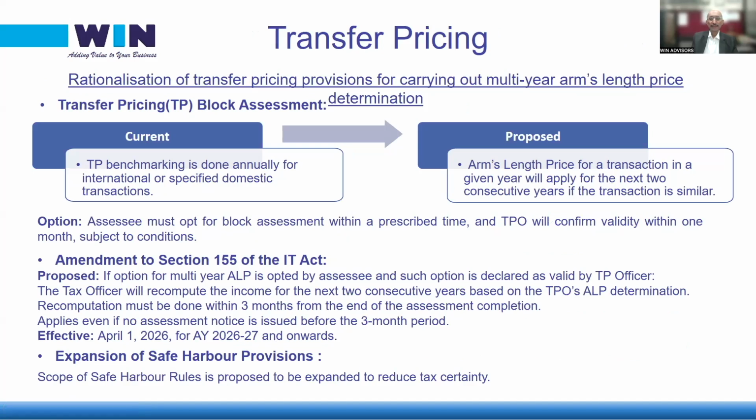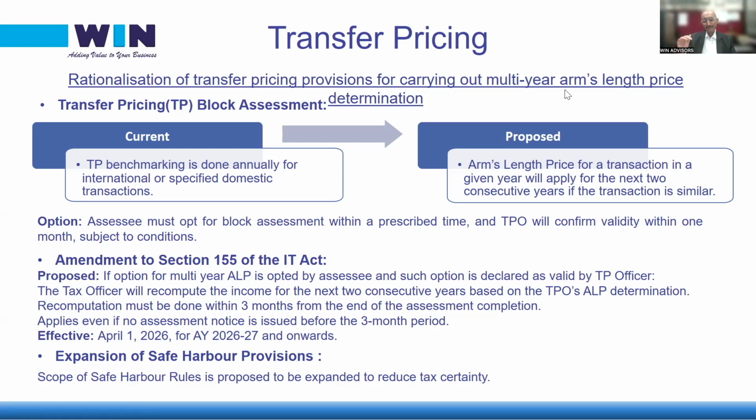Now we come to something interesting for foreign companies and where the international transaction is involved. There is a provision of transfer pricing where you are carrying on the transaction with your related party for the international or specified domestic transaction. You need to do a TP benchmarking annually every year, wherein there is a way to determine whether the transaction entered by you with your related party is within that arm's length price or not.